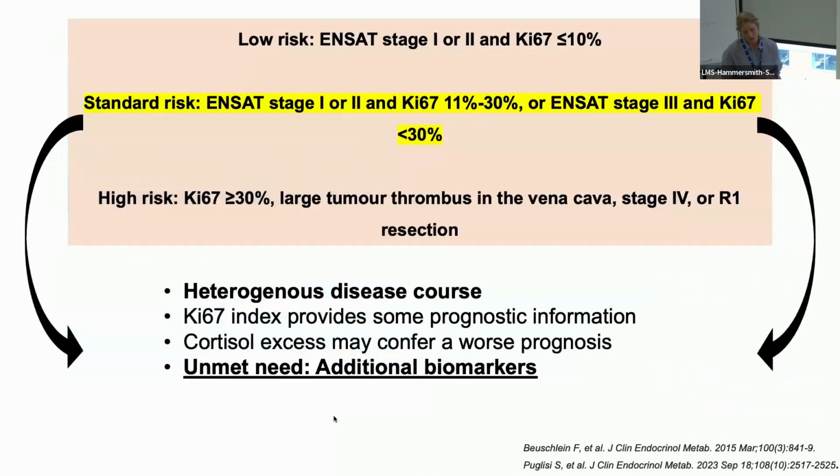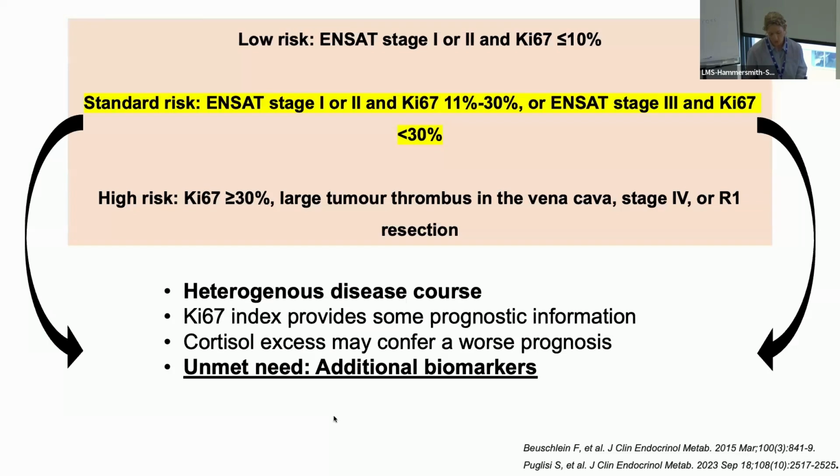If we look at the new understanding of risk stratification for ACC, as I mentioned, low risk will be those patients who have ENSAT stage 1 or 2 and a Ki-67 of less than 10%. This is in the context of patients who've had curative surgery, or surgery with curative intent, of a primary ACC. The standard risk are patients who have ENSAT stage 1, 2, or 3, but a Ki-67 of less than 30%. And then the very high risk patients are, of course, patients who have stage 4 disease, who have had incomplete resection, so R1 resection, or Ki-67 of greater than 30%.